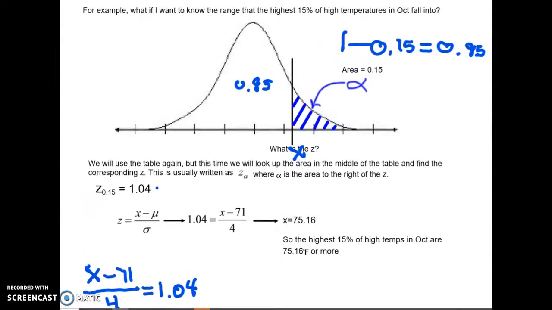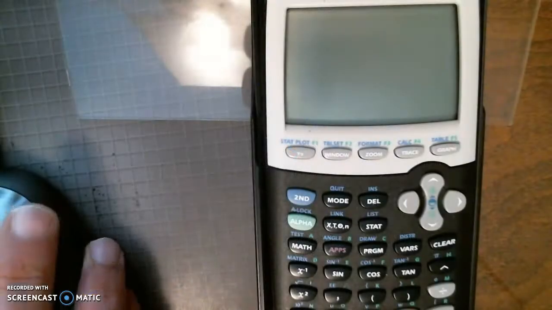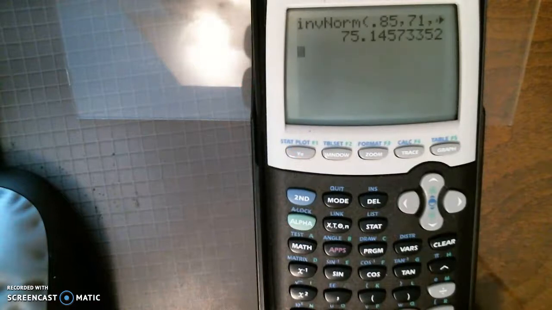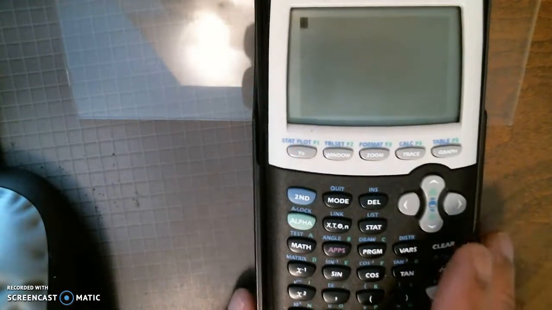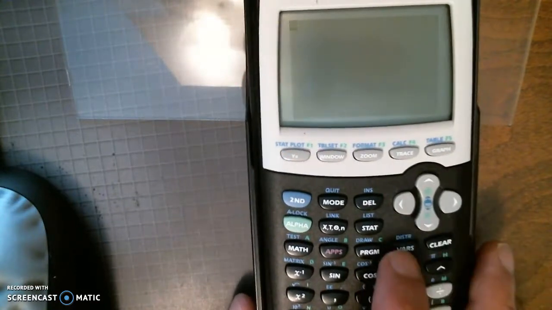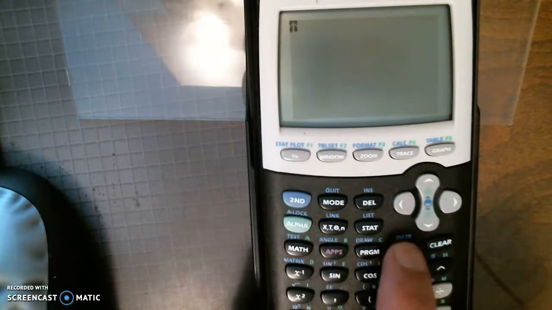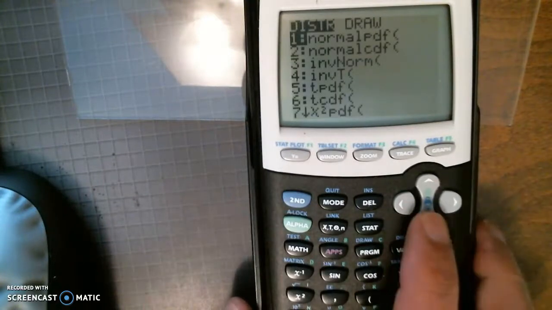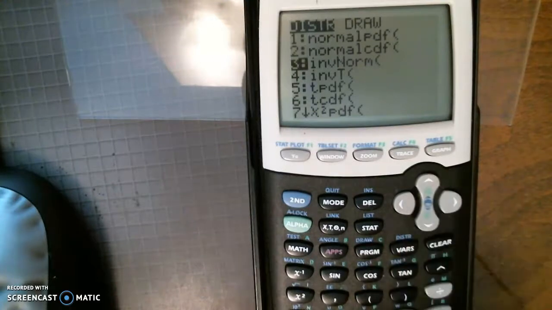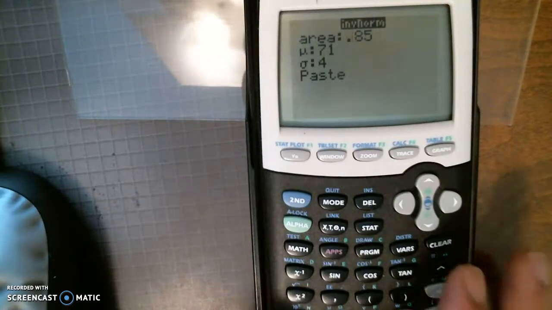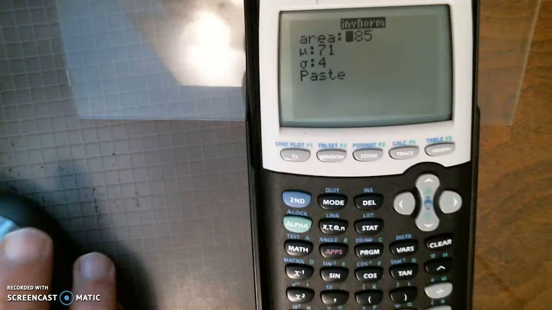So if we go to the calculator, what we are looking for is, again, underneath that distribution, vars. It's the vars button, but we want the distribution menu that's above it. So second, distribution. Now what we're looking for here is the inverse norm. That's the function that's going to do this for us. So we select number 3, and it says what is the area that we're looking for.